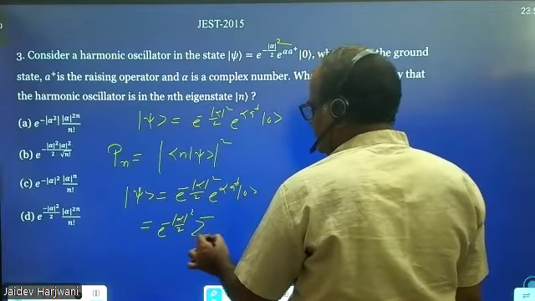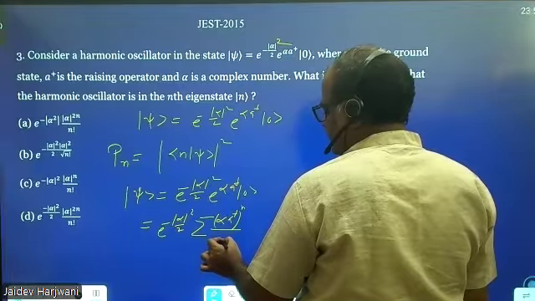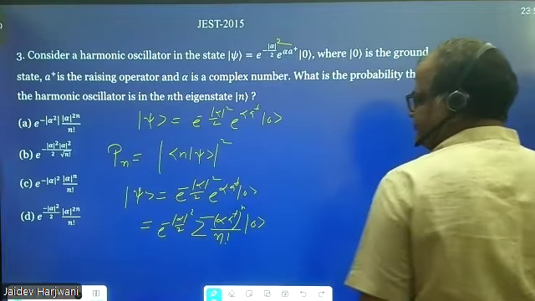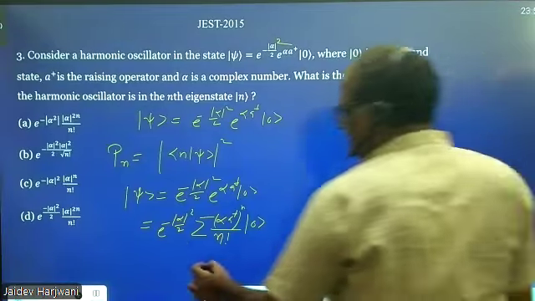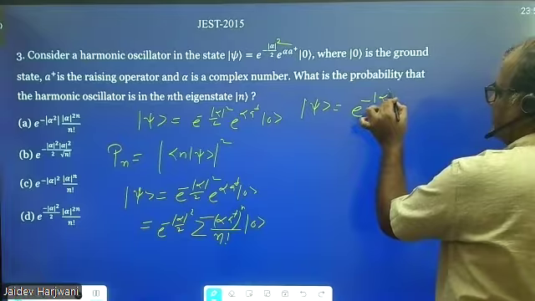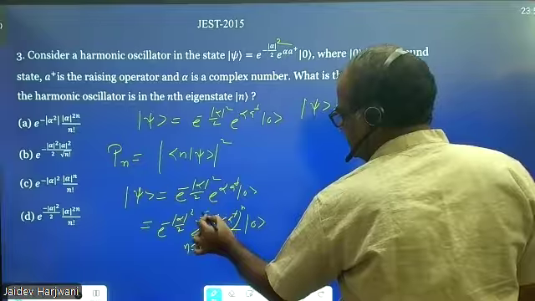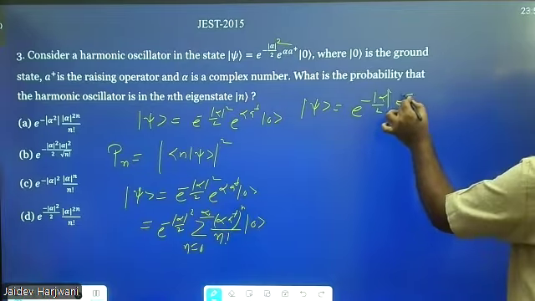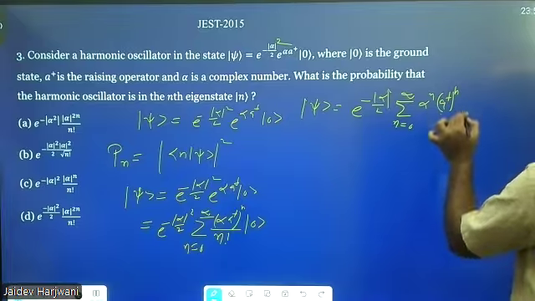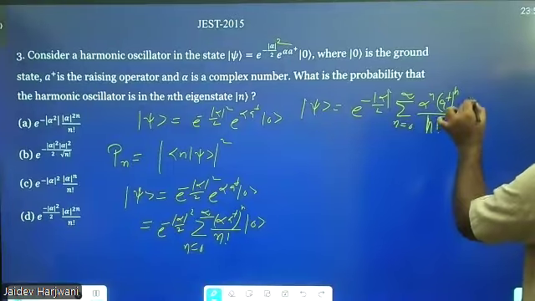We can write the exponential as a summation. So psi is e^(-|alpha|^2/2) times the summation, n goes from 0 to infinity, of alpha^n (a†)^n divided by n factorial, acting on the state |0>.